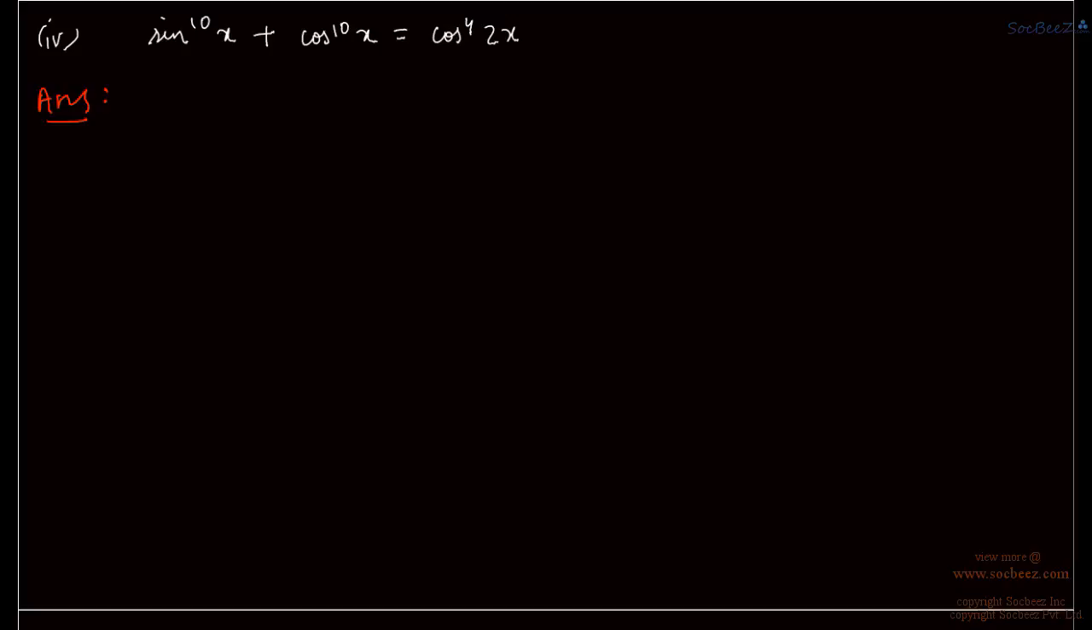Sin power 10 x plus cos power 10 x equal to cos 2x power 4, right? So now we know how sin squared x can be written in terms of cos 2x, right? Because we see that there is one cos power 4 2x. So we will try to put everything in terms of cos power 4 2x. What identities are we going to use? For sin squared x it is 1 minus cos 2x by 2, and similarly cos squared x is 1 plus cos 2x by 2.